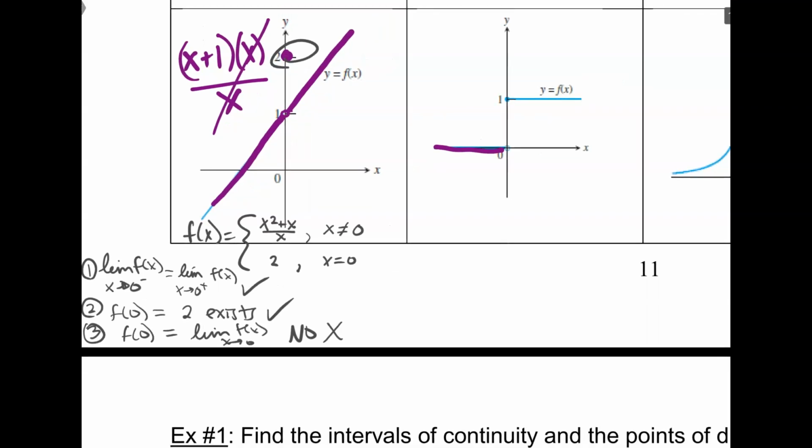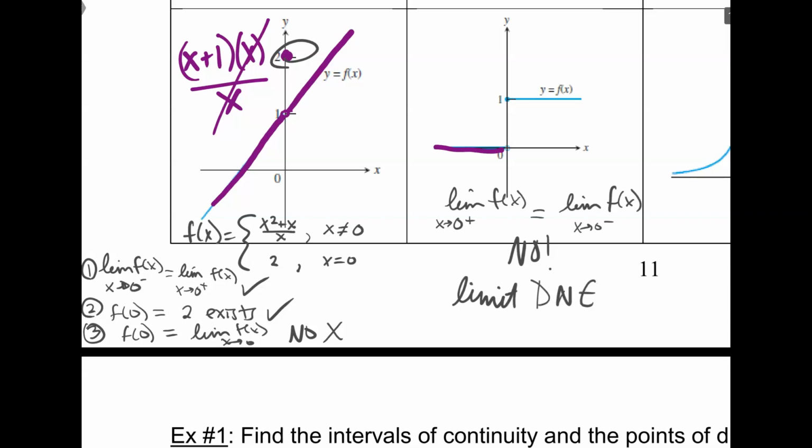All right. So if I do the next one, I can say, does the limit of f of x as x approaches 0 from the positive side, the right side, equal the limit as I approach from the left side? No. There's no limit. The limit does not exist here. So I know automatically it's not going to be continuous. Yes, Hannah?